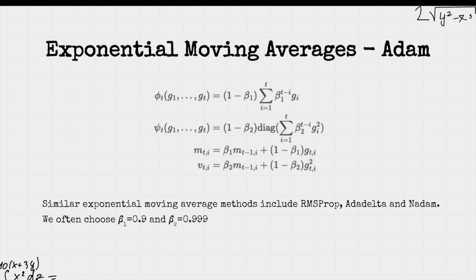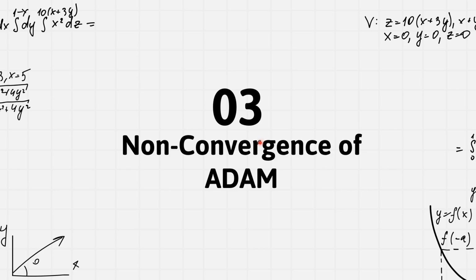Adam, short for adaptive moment estimation, introduces an exponential moving average of past gradients and squared gradients. The moving averages are computed as 1 minus beta 1 times g, with an exponentially decaying factor beta 1. In this section, we are going to discuss the issue of non-convergence of the Adam algorithm.